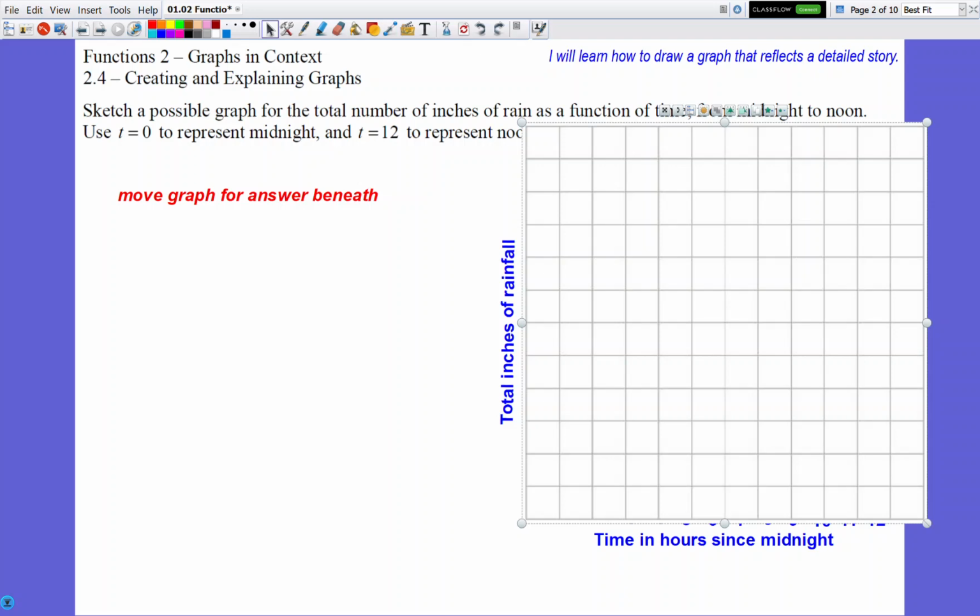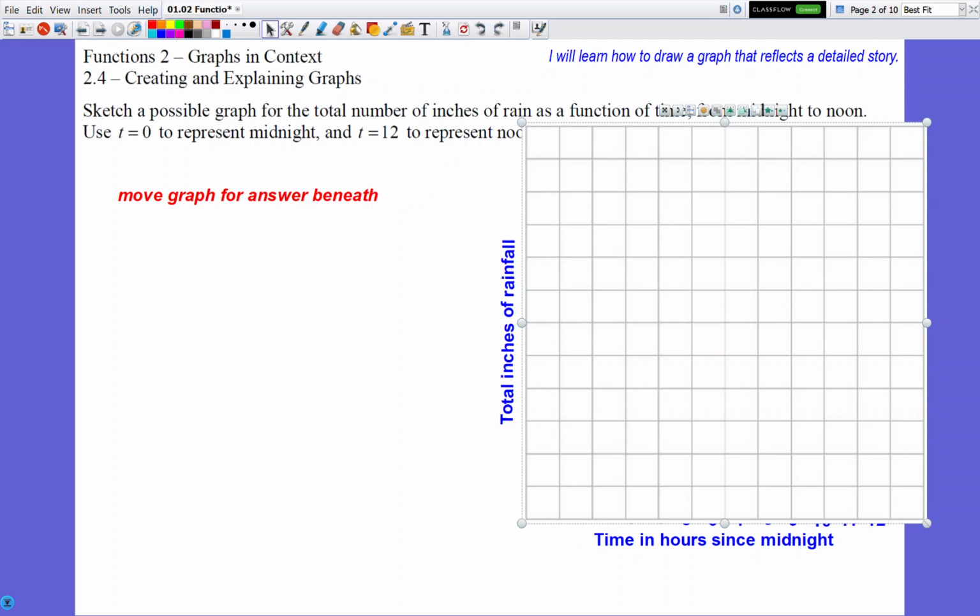A key part of the label for the x-axis is "since midnight", because when you label graphs, you can't just label it like numbers on a clock. That's going to be kind of weird, because normally we don't see labels in a graph starting at 12, corresponding to midnight, then 1, 2, 3, 4, 5, 6, 7, 8, 9, 10, 11, 12 again.